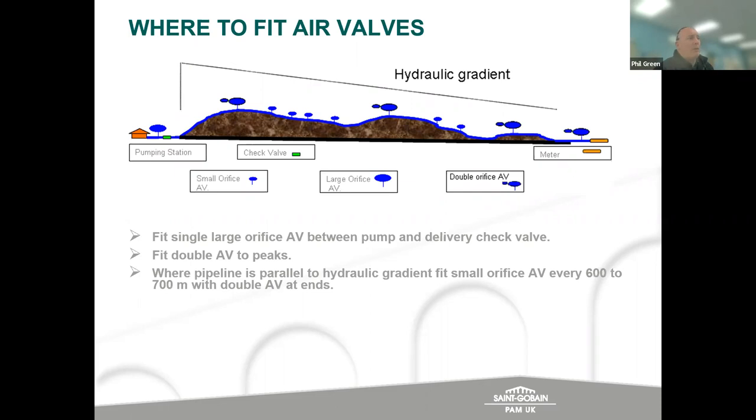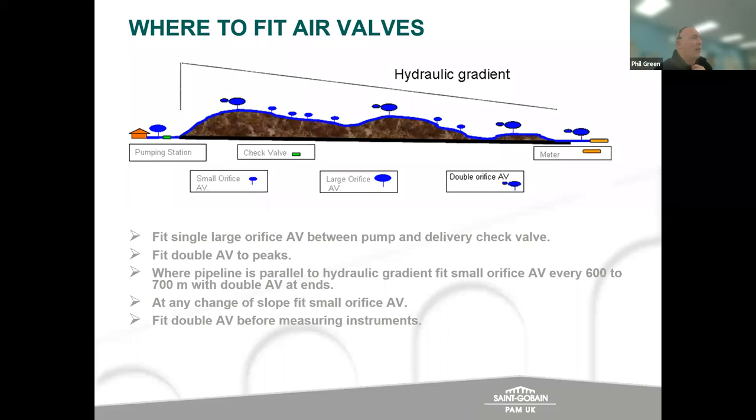Where a pipeline is parallel to the hydraulic gradient, we generally fit small orifice air valves every 600 to 700 meters with a double air valve at the ends. And where you've got any sort of change in slope, you fit a small orifice air valve. It's good practice to fit air valves before any measuring instruments. So at the end there, where you've got a meter, you might put a double air valve before there, so you're getting a clean view of information being read through the meter. You're not getting any turbulence of air going through a meter there. It's all being vented before it goes through the meter.